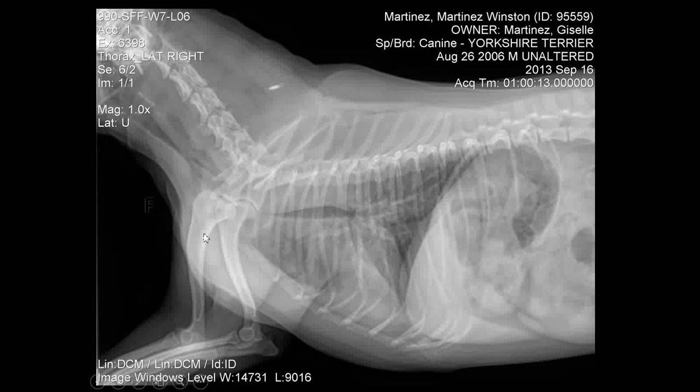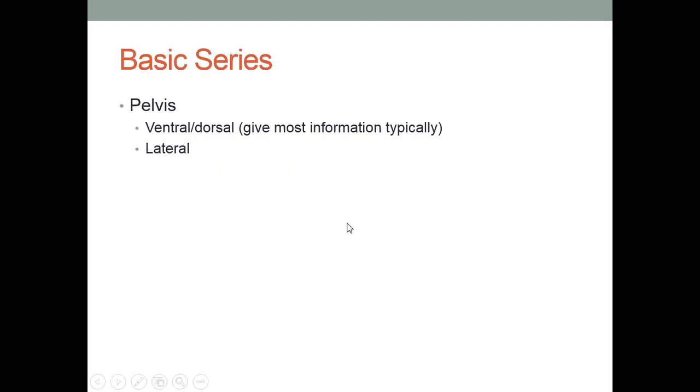Here's the scapula, here's the humerus, sternum, cardiac shadow right here. Here's trachea, this diaphragm, here's liver. You've got those to look at as well.